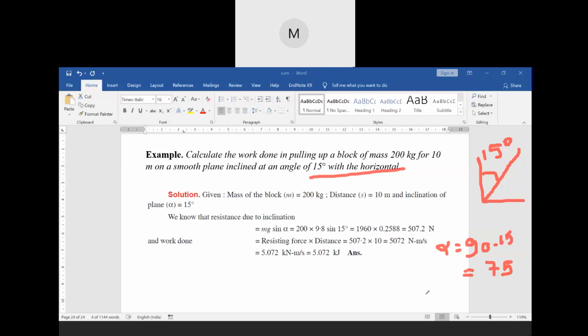There is some unit issue. Mass is in kg and the distance is in meter. So we need to convert it. But here they do not convert it. Just calculation. Why convert it? Don't you know, because Newton means what? Force, right? Force equals mg. So the mass will be in kg only.